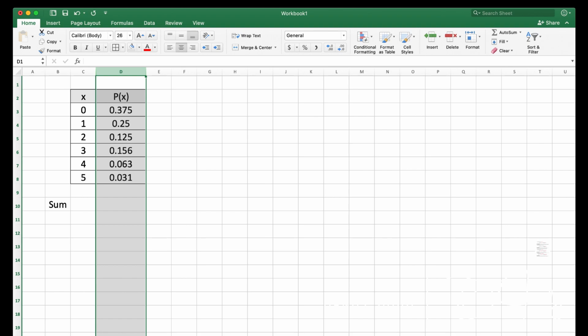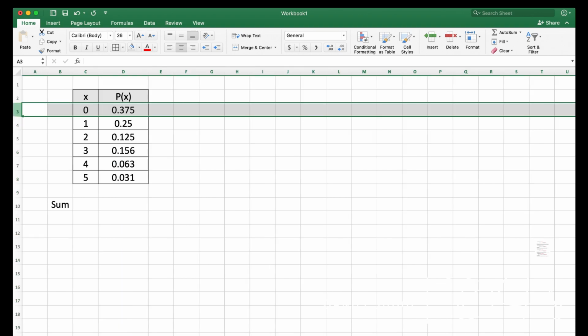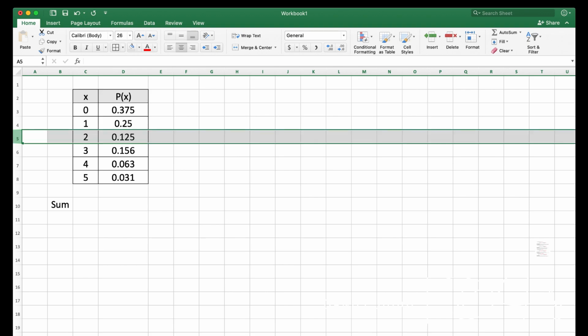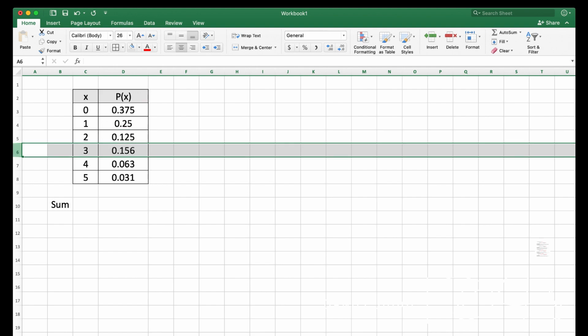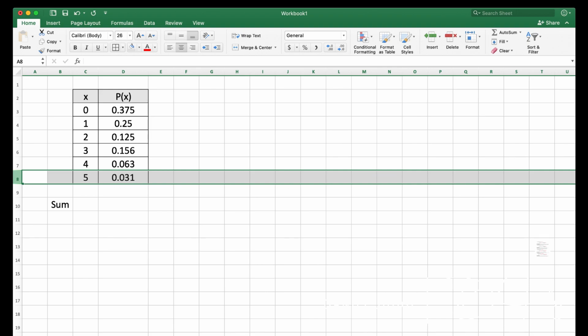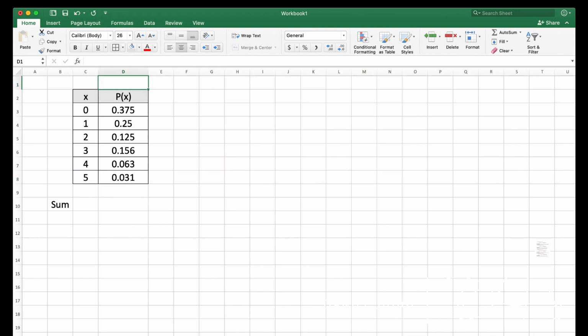So if you read the row, probability you have no children is 0.375. Probability you have 1 child is 0.25. The probability you have 2 children is 0.125. The probability you have 3 is 0.156. And the probability you have 4 children is 0.063. The probability you have 5 children is 0.031. So this is called a probability distribution. Okay, let's write that in words.